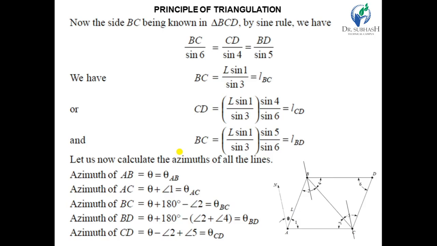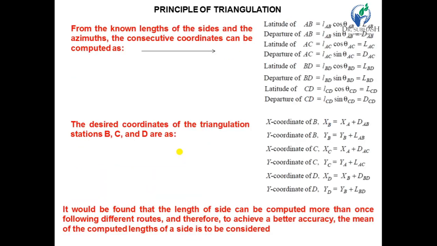The azimuth of AB is equal to theta, so that angle is called theta AB. The azimuth of AC is equal to theta plus the angle, giving theta AC. The azimuth of BC is equal to theta plus 180 degrees minus the second angle, so we can get theta BC. In the same way, by adding or deducting the angles from the azimuths of the different lines, we can get the required azimuth angles.